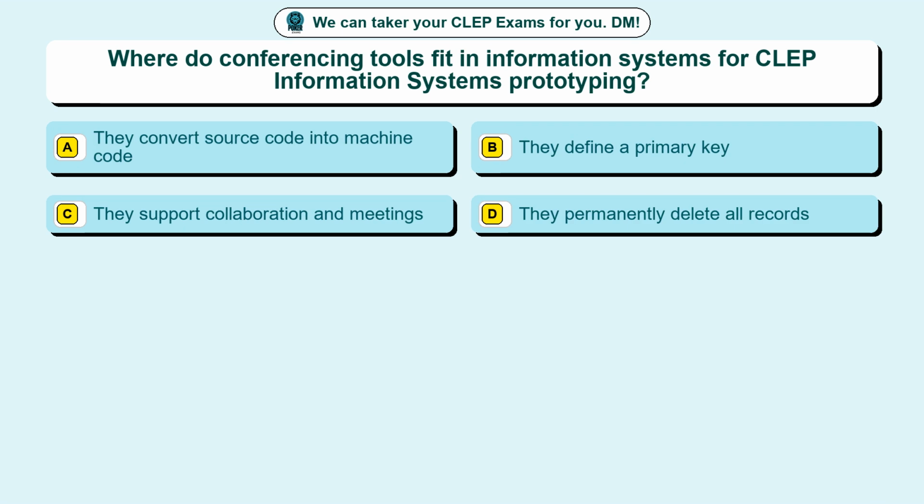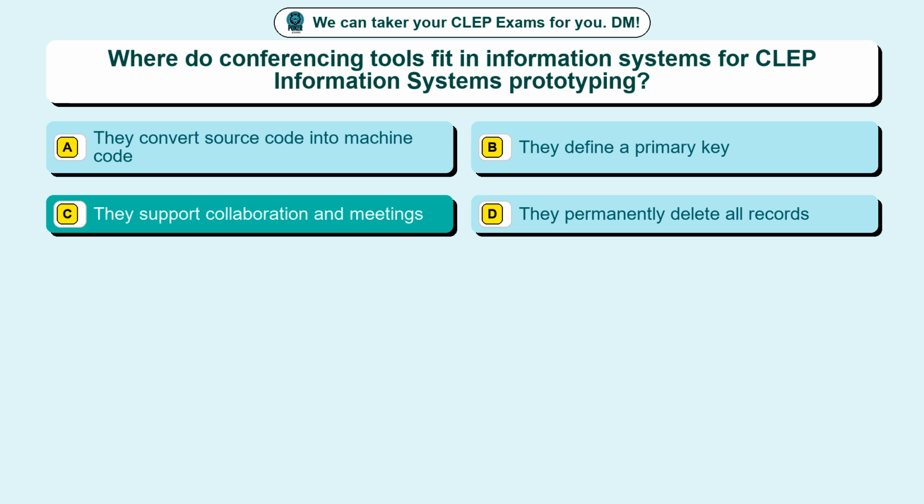Question 5. Where do conferencing tools fit in information systems for CLEP Information Systems prototyping? Option A. They convert source code into machine code. Option B. They define a primary key. Option C. They support collaboration and meetings. Option D. They permanently delete all records. The correct answer is option C. They support collaboration and meetings.